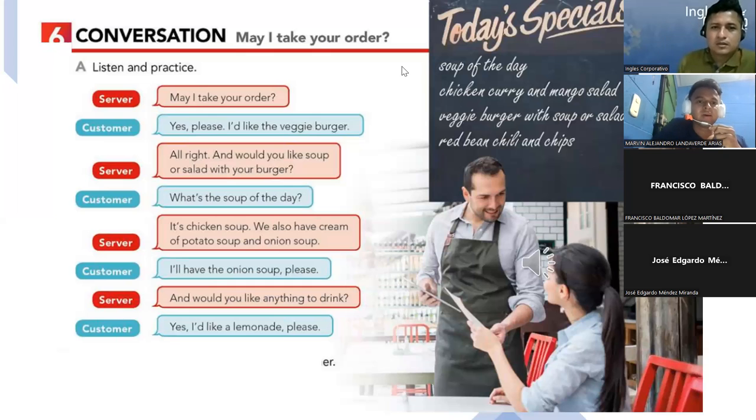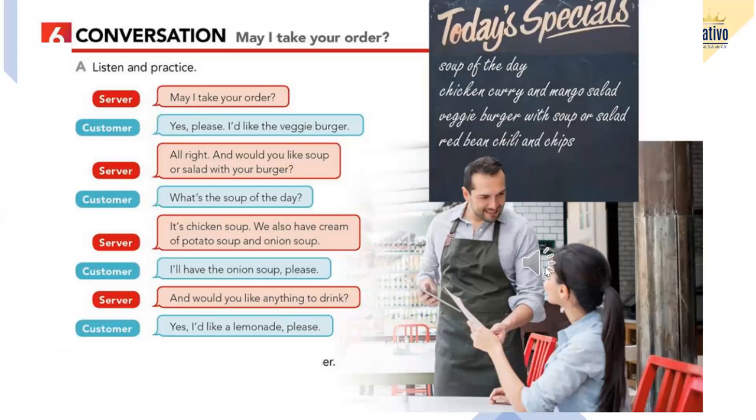Or they change the rule. May I take your order? Yes, please. I'd like the veggie burger. All right. And would you like soup or salad with your burger? What's the soup of the day? It's chicken soup. We have cream of potato soup and onion soup. I'll have the onion soup, please. And would you like anything to drink? Yes, I'd like a lemonade, please. Okay, thank you so much.